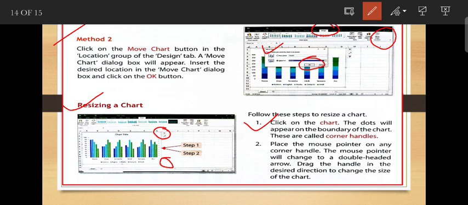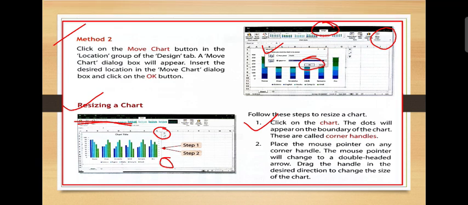Next, place the mouse pointer on the corner handle. The mouse pointer will change to a double-headed arrow. Drag the handle in the desired direction to change the size of the chart. So basically, first of all, you need to select the chart. Then the dots will appear on the boundary of the chart. Then place the mouse pointer on the corner handle, and the pointer will change to a double-headed arrow. Drag the handle in the desired direction to change the size of the chart. So these are the steps to be followed to resize a chart.